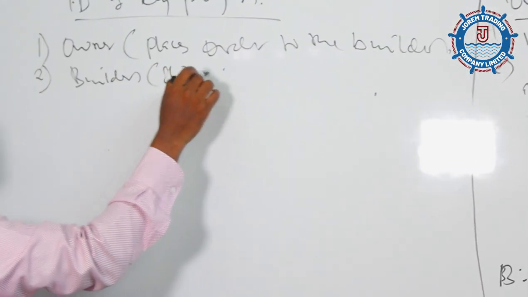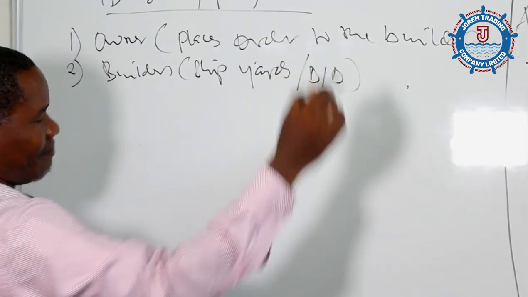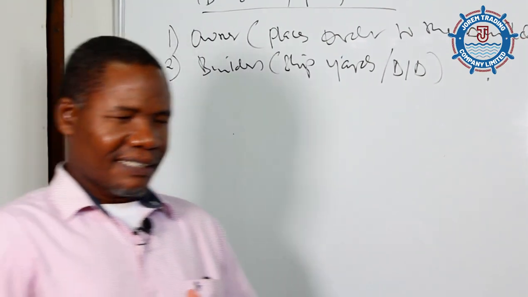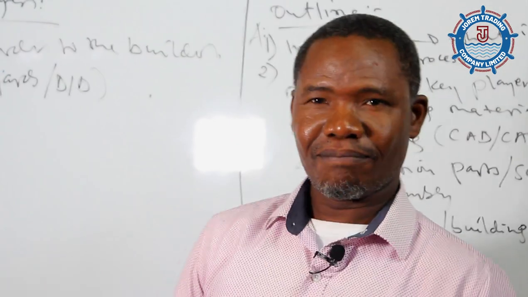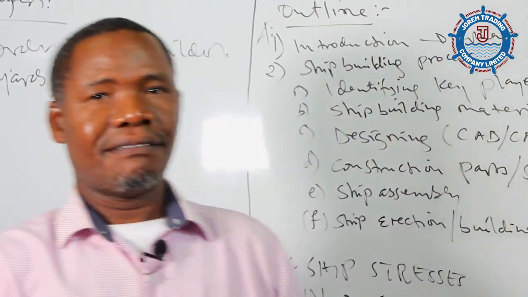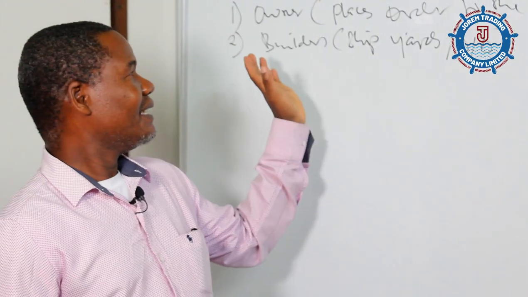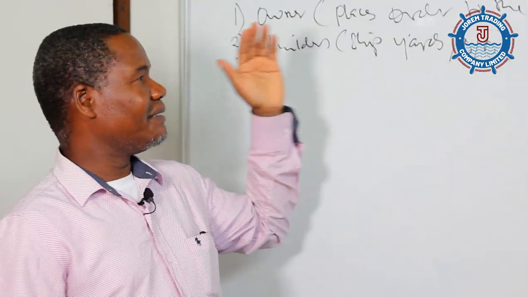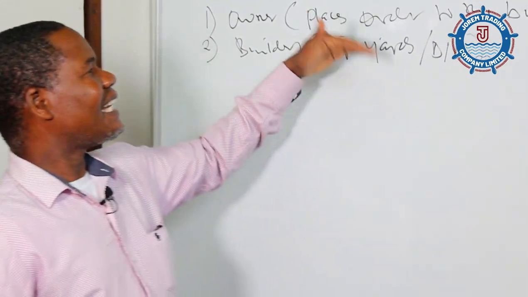When you're talking about builders, we mean the shipyards, or dry docking, whatever. And these builders have a number of personnel in them. There is a whole management, for example, the managing director of that organization. We have the naval architects. We have the marine engineers, mechanical engineers, electricians. There are a number of people.